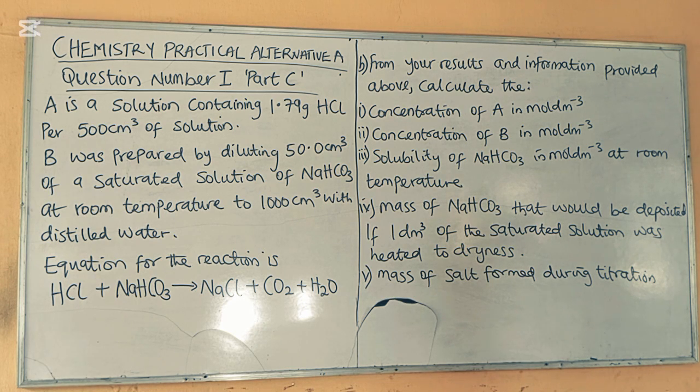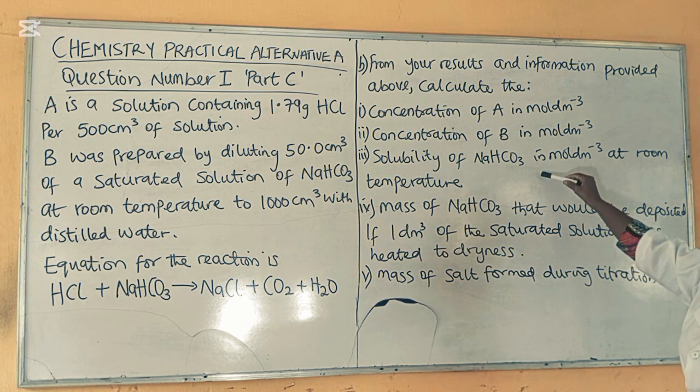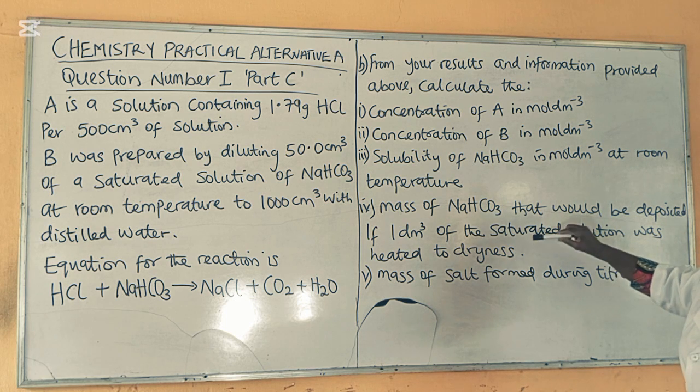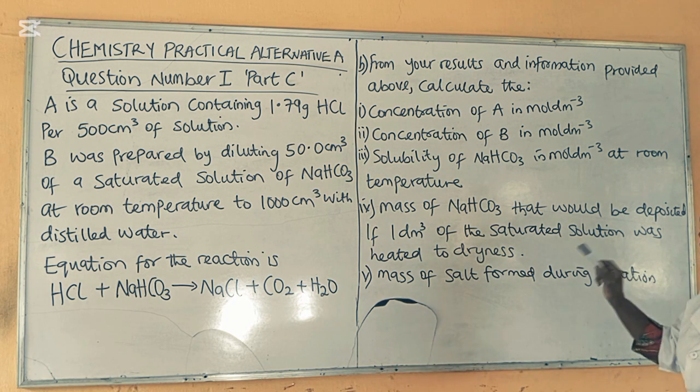And 3, solubility of NaHCO3 in moles per dm³ at room temperature. Then IV, the mass of sodium hydrogen carbonate that would be deposited if 1 dm³ of the saturated solution was heated to dryness. That's a very good question. It's so funny, but it's very simple. They just want you to convert whatever you are going to get at your solubility to grams per dm³. So please take note of that. Then finally, the V, the mass of salt formed during titration.